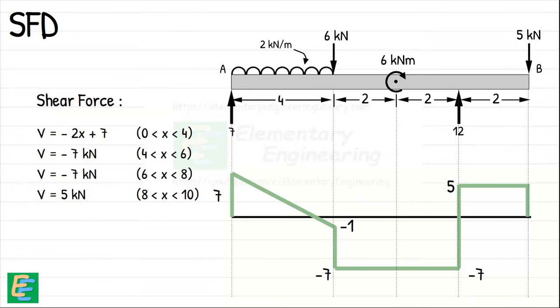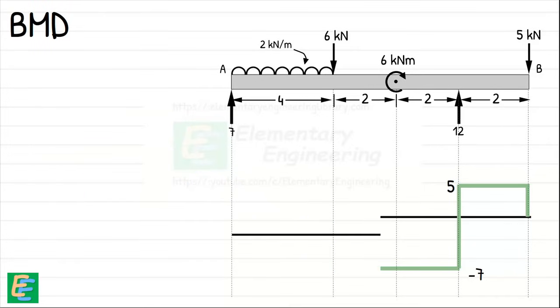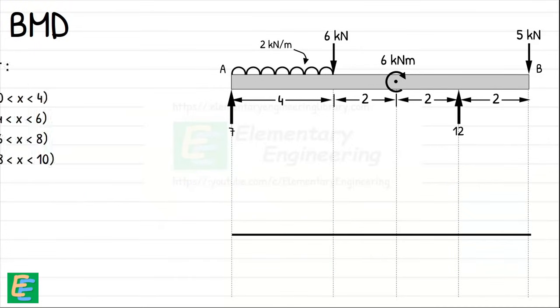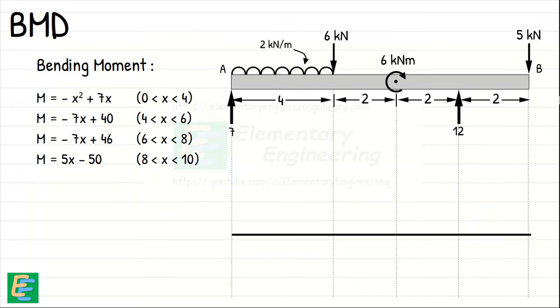With that, our shear force diagram is complete. Now let's draw the bending moment diagram. These are the bending moment equations for different regions of the beam. The first equation is an equation of a parabola. Since the coefficient of x square is negative, we can say it is a downward facing parabola.